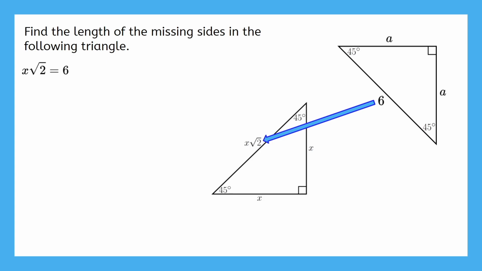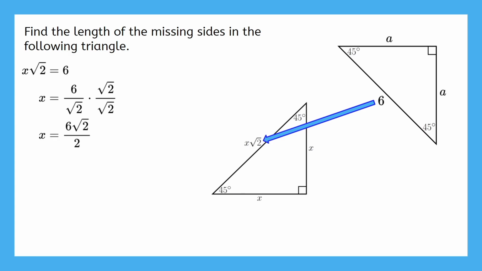Okay, let's solve for x by dividing both sides by the square root of 2. Oh no, it's a square root in the denominator. We really should simplify that. So let's multiply the numerator and denominator by the square root of 2. This gives us x equals 6 times the square root of 2 all over 2.